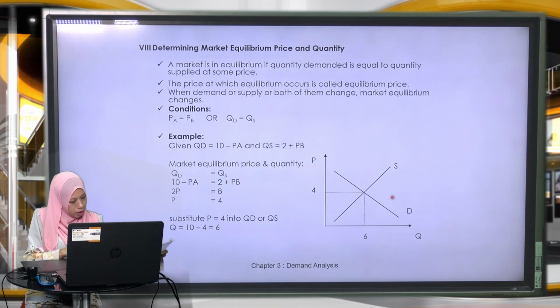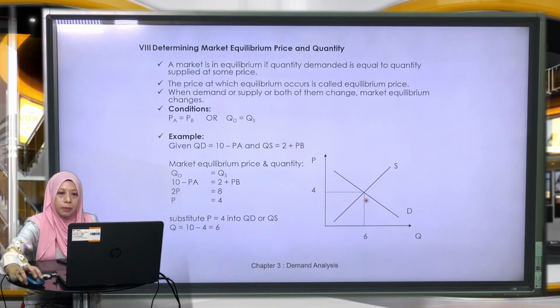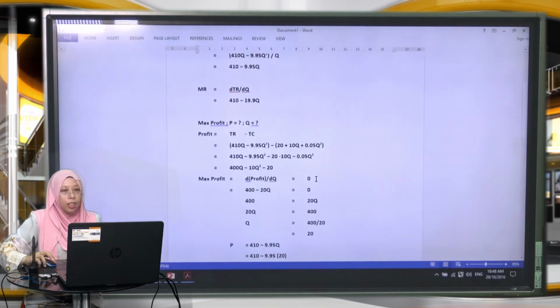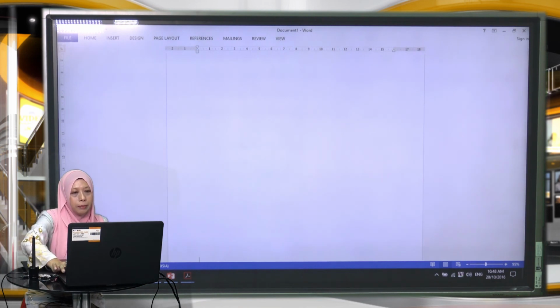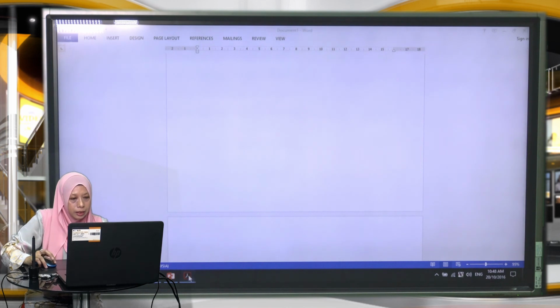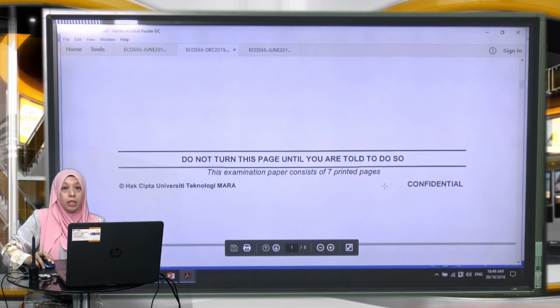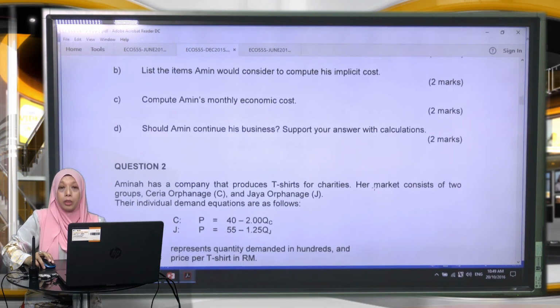Okay, we can try one question. Actually, this is also taken from a past year question. We're going to try another example. This time is to apply the concept on market demand. This is a question taken from December 2015. We're going to look at question 2 from part A. Let's look at the question together.